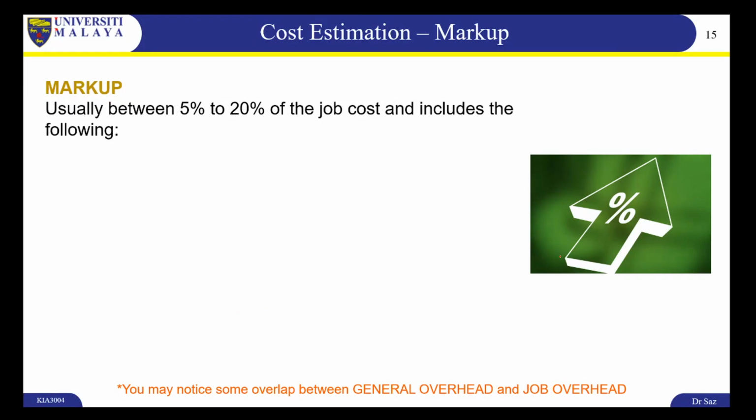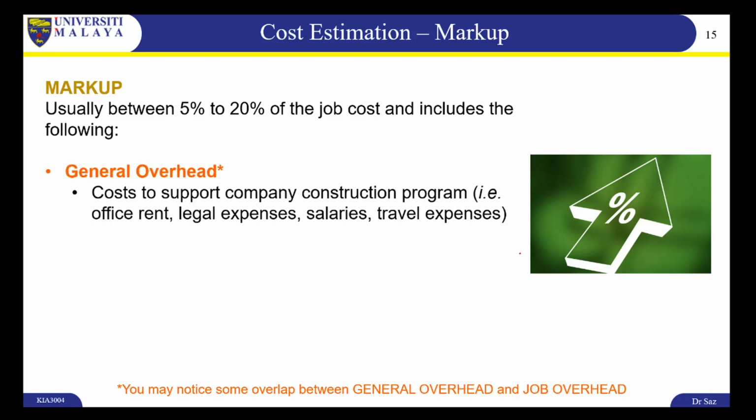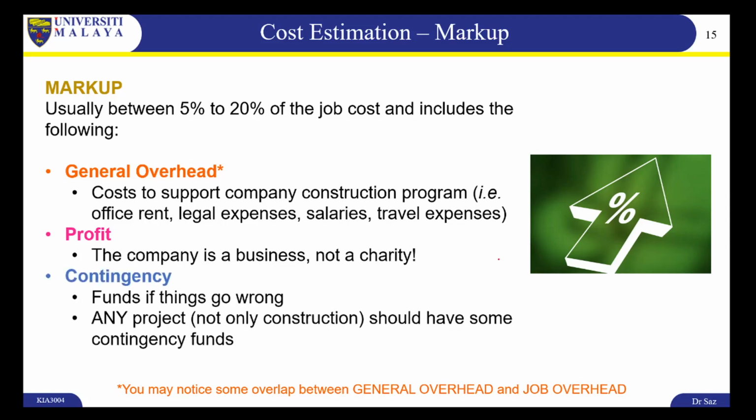Now, let's move on to markup. Markup is usually 5% to 20% of the job cost. It includes the following: general overhead, the cost to support the company's construction program. The profit. Any company is a business, it's not a charity. Profit is used to make sure that the company grows and does not go bankrupt after one project. And also contingency. These are funds that the company can use if things go wrong.